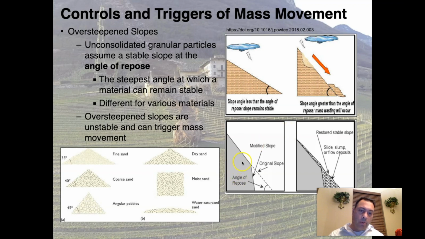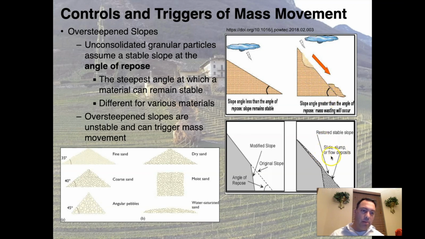Here's another example of what we're talking about when we've oversteepened. We can imagine that we've got this angle of repose that's indicated by this line here. That angle of repose is being violated because we've modified the slope. Let's say we built a road here and this is a hillside. By doing this, we've now provoked a response. The angle of repose is being violated. Just like we're seeing over here, the material is going to come down and fill that hole. Same thing is happening here.